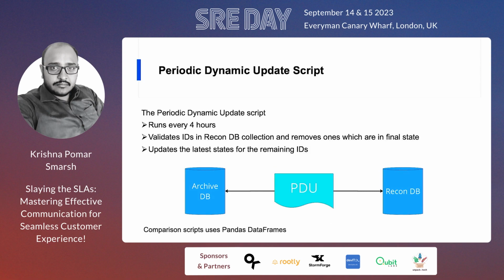This is the next script that we have, which is a periodic dynamic update script. It is executed every 4 hours. What this script basically does is refresh the data that we have in the recon DB, right? Now that we have taken a copy of the actual data, sometimes within 4 hours the states of the IDs would have changed. So to refresh the latest state, we get the data, right? And then it updates the IDs, and it tries to remove the IDs which are in archived state. That's the purpose of this script.